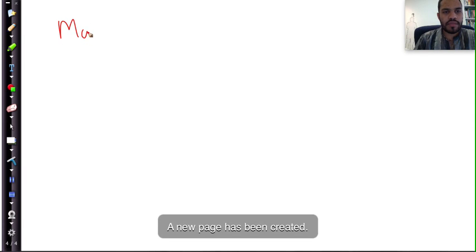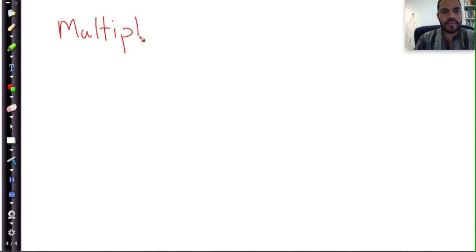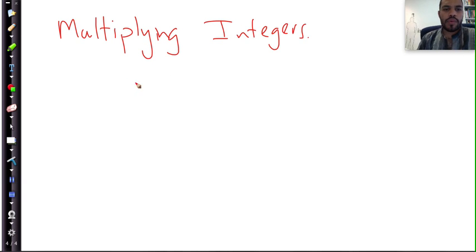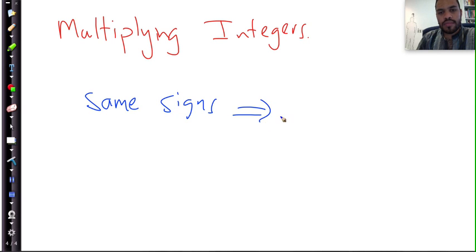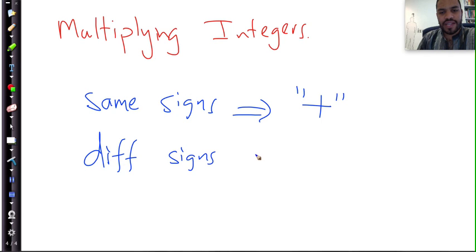I want to talk about multiplying integers. When we multiply integers, all you need to know is when the signs are different, the answer will be negative. Same signs means a positive result, right? And different signs means you're going to get something called a negative result.